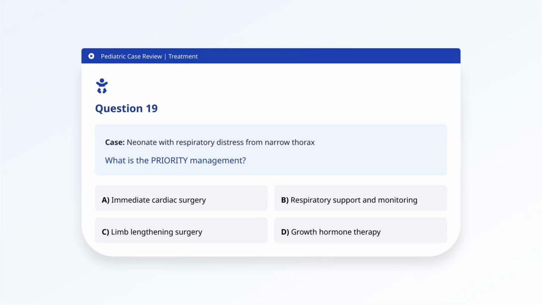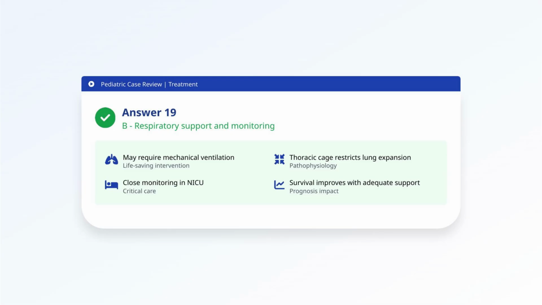What is the priority management? Option A, immediate cardiac surgery. Option B, respiratory support and monitoring. Option C, limb lengthening surgery. Or option D, growth hormone therapy. The correct answer is B, respiratory support and monitoring.